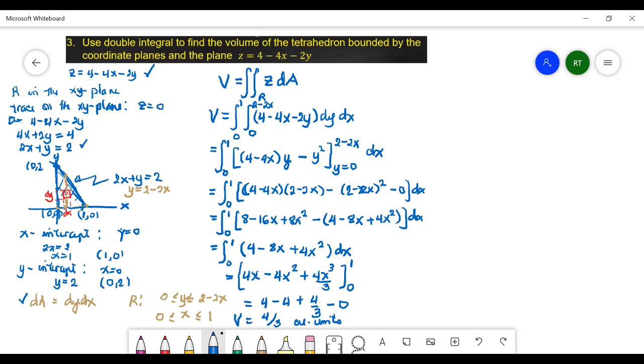And the double integral is actually the volume of the solid, which is a tetrahedron bounded by the coordinate planes and the plane z is equal to 4 minus 4x minus 2y. So you were able to see that even without the solid, as long as we have the sketch of the region R in the xy plane, we can compute the volume of the solid as long as we know the region R. Kasi ito yung magde-determine or ito yung magbibigay sa atin ng limits of integration.